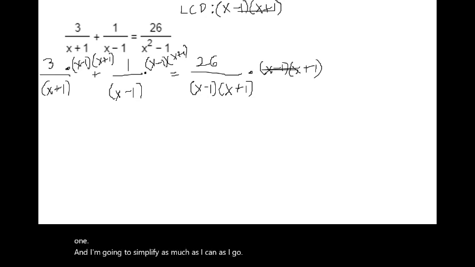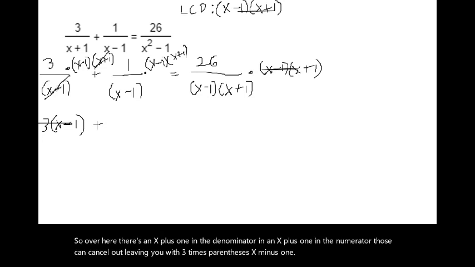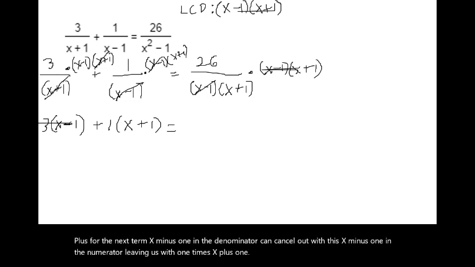So over here, there's an x plus 1 in the denominator and an x plus 1 in the numerator. Those can cancel out, leaving you with 3 times parentheses x minus 1. Plus, for the next term, x minus 1 in the denominator can cancel out with this x minus 1 in the numerator, leaving us with 1 times x plus 1. Then over here on the right, the x minus 1s can cancel out, and the x plus 1s can cancel out, leaving you with 26.